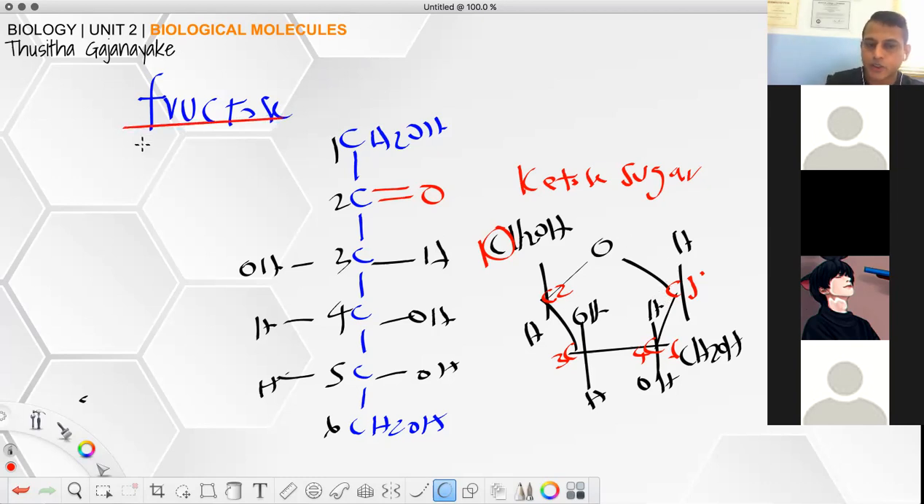Now fructose is a sugar in most of the plants and also fruits. Right, you can also copy this down under the fructose. So this group is a functional group.